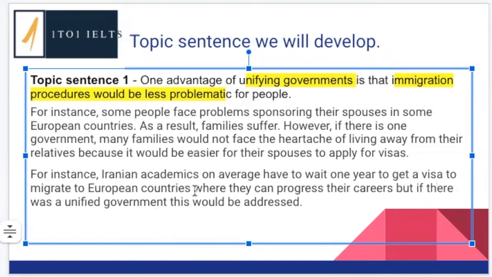So is this a defining or a non-defining relative clause? Is it adding information or defining what European countries are? Yeah, it's adding information. So if we have a non-defining relative clause, we put commas around it. So where they can progress their careers. But if there was a unified government, this would be addressed.